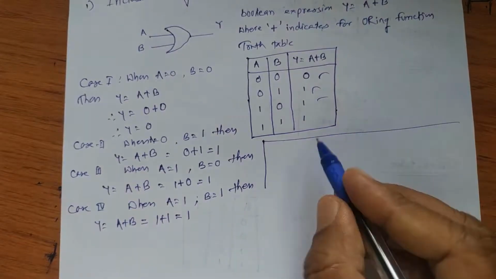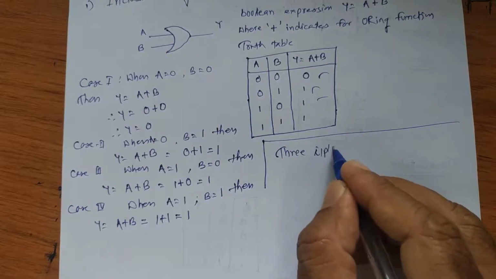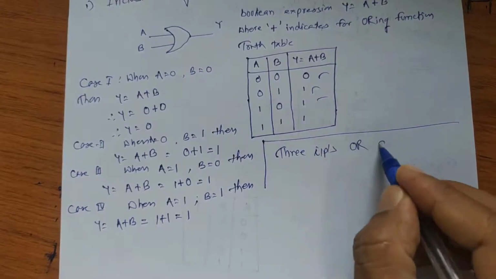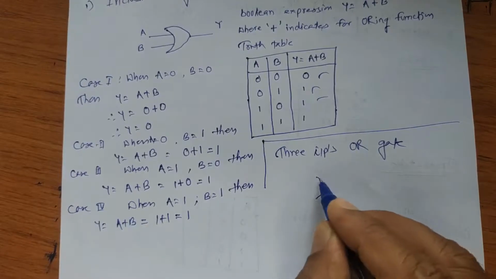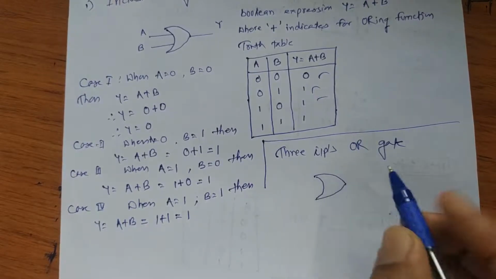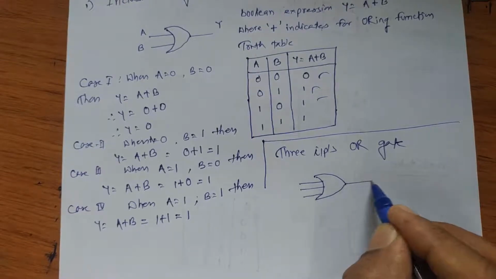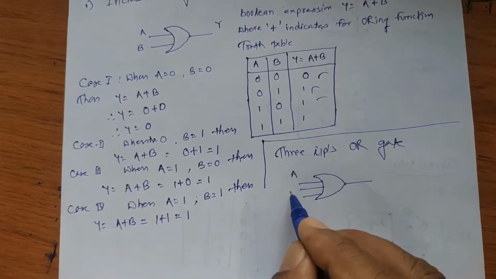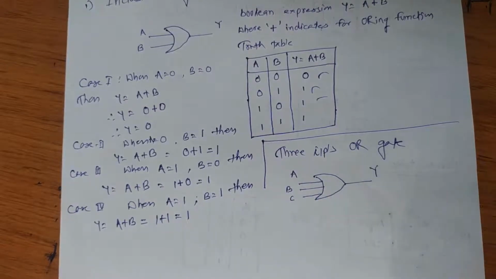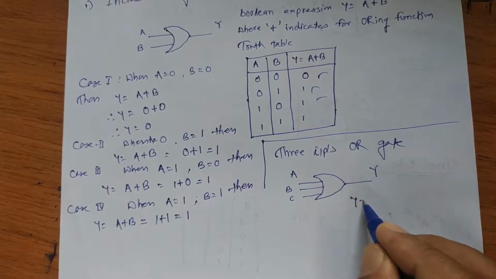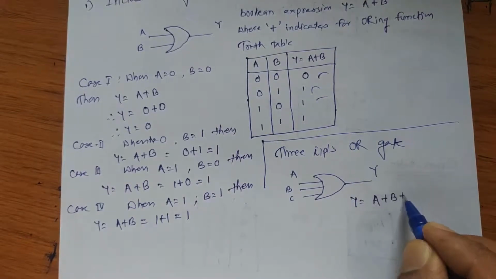Now we see three inputs OR gate. A, B, C are inputs, Y is output. So what is the Boolean equation? Y is equal to A or B or C.